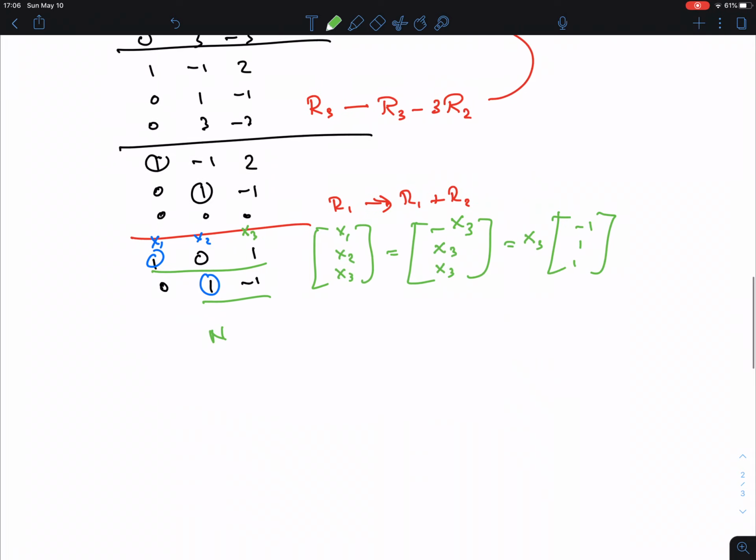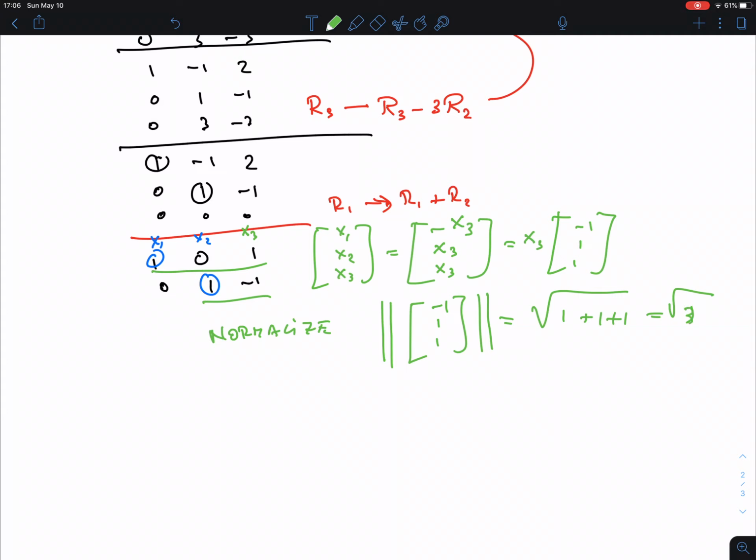Now we have to normalize. So we need the norm of this vector, minus 1, 1, 1. That is the square root of 1 plus 1 plus 1, so square root of 3. And so our basis is minus 1 over radical 3, 1 over radical 3, 1 over radical 3. Okay.